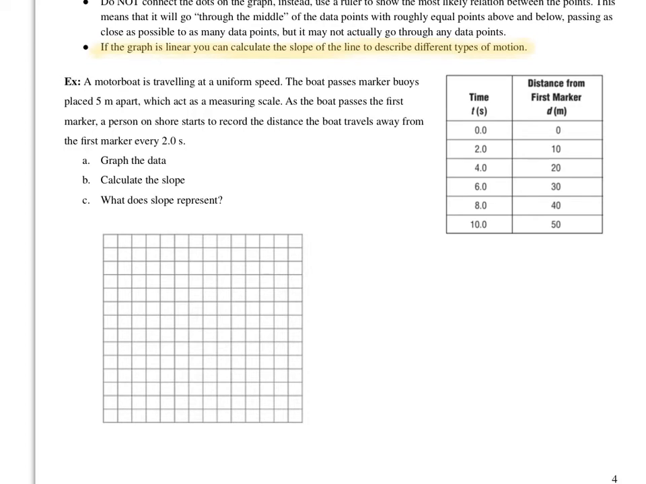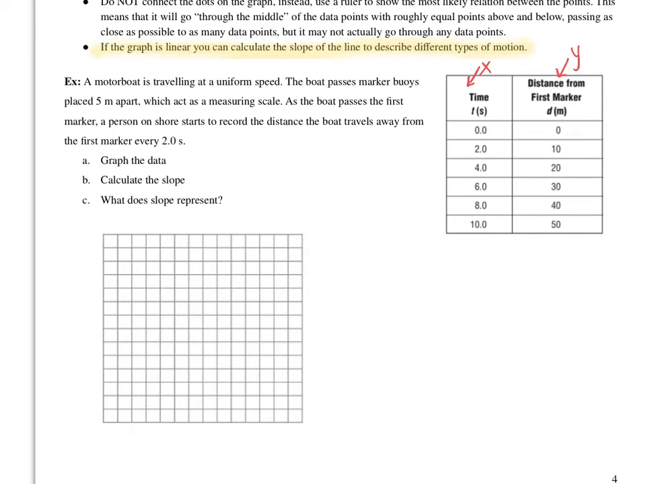Noticing that time is here and distance from the first marker is dependent on how long this boat was traveling. Therefore, time is our x variable. It is our manipulated variable. And our distance from the first marker is the responding variable, how far it traveled in a specific amount of time. So we're going to take that information and we are going to quite literally copy those into the labels for our axes.